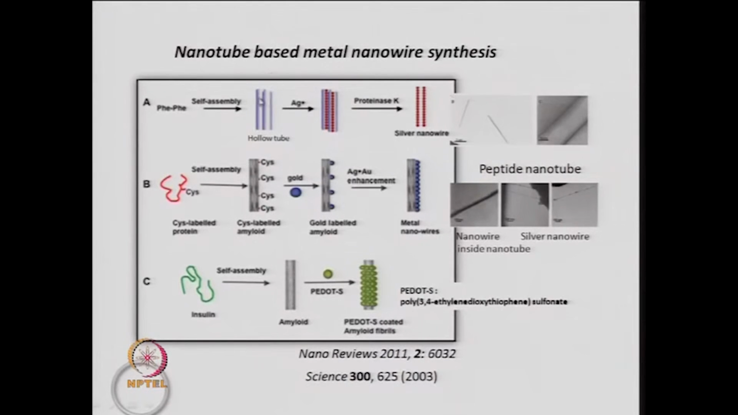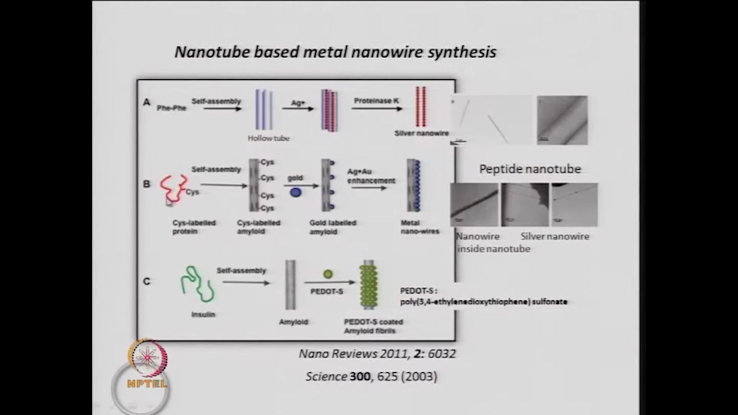Now, knowing that this polypeptide chain can be cleaved using certain enzymes, we add this enzyme which is proteinase K, which cleaves this polypeptide tube. So, that polypeptide tube will get dissolved in the solution, and what you will be left behind are the silver nanoparticles arranged as a nanowire. So, the silver nanowire will be remaining behind, and the hollow tube has been dissolved because the proteinase K has cut the peptide chain.